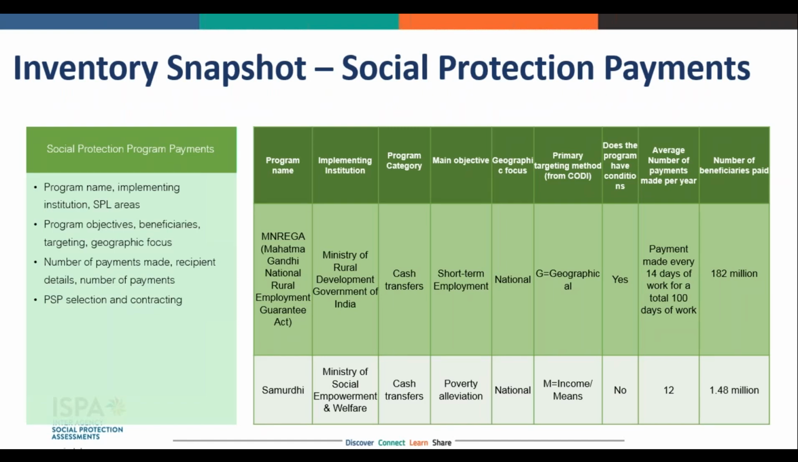Okay, thanks. So the next slide is the inventory snapshot of the social protection payments. Here I've got two of those: the MNREGA program, the Mahatma Gandhi National Rural Employment Scheme, which is being implemented in India, and the Samurdhi program, which is being implemented in Sri Lanka. These are two of the larger cash transfer programs in the South Asian countries.